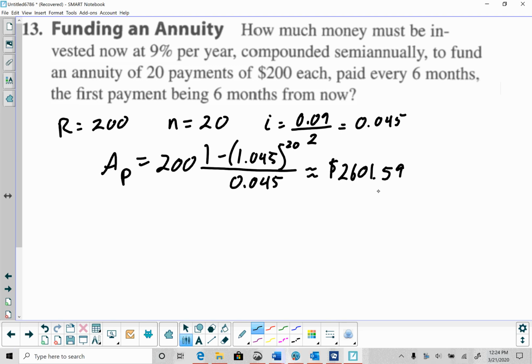So if we can come up with that money, put it in an annuity right now, for those first 6 months, they're going to pay you 9% interest, 4.5% interest on that, the first compounding period, but then it's a payment of $200 at that point, and $200 every 6 months after that for 10 years.